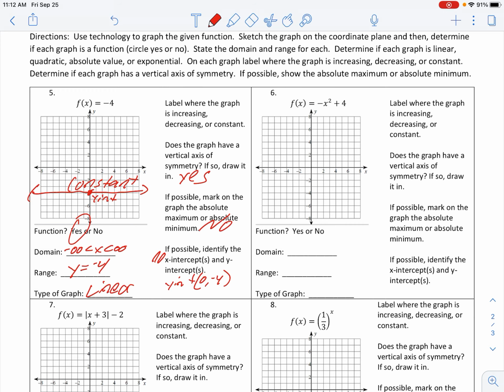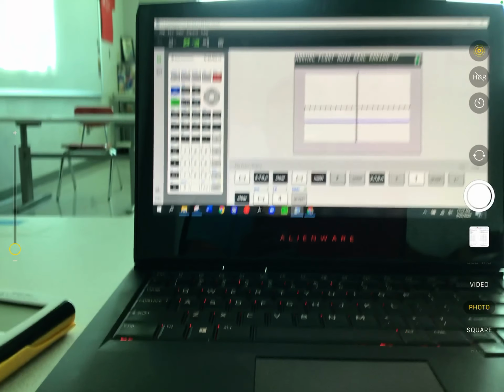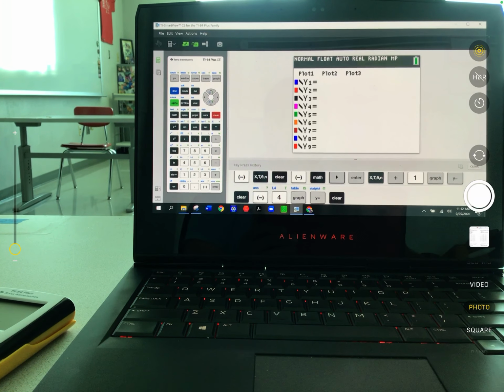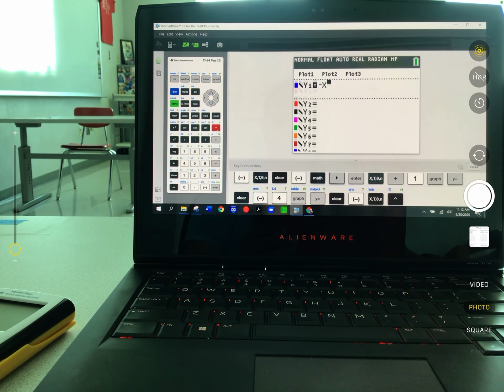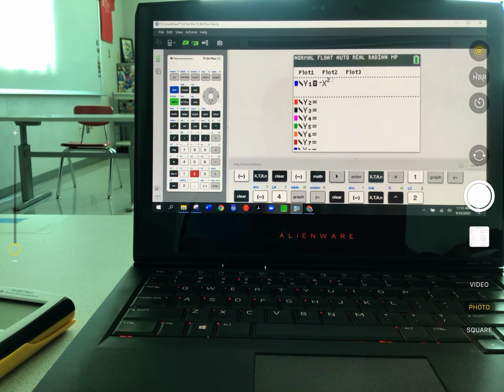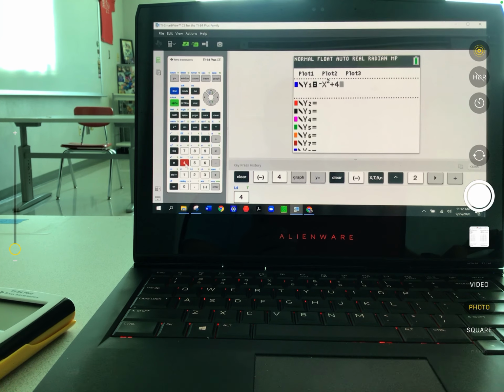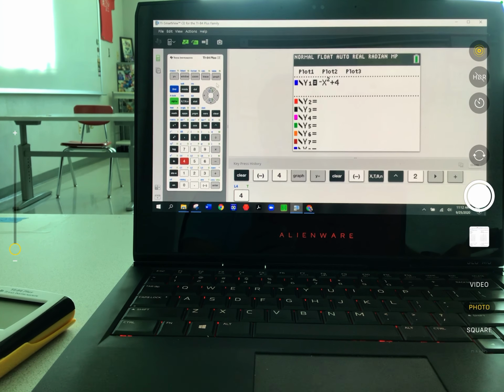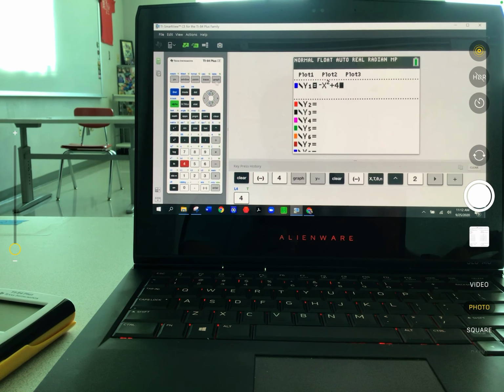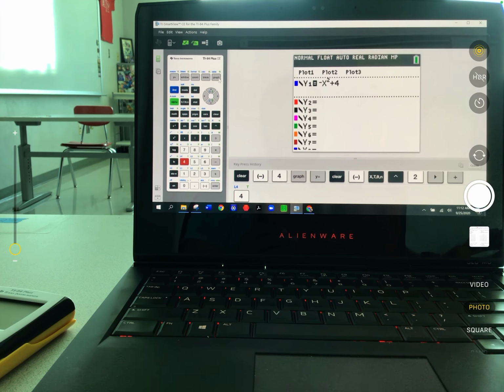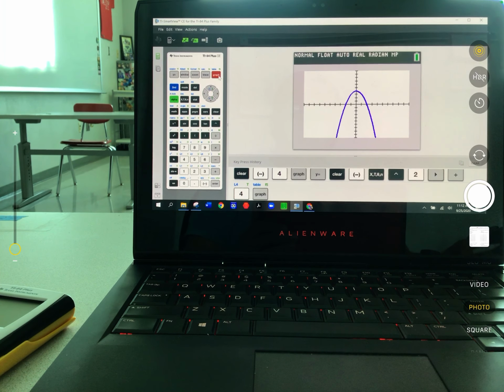Let's go graph number 6. -x² + 4. Okay, because it's x², I should expect a U-shaped graph. This is quadratic. Because there's a negative out front, I should be expecting it to open down to create a maximum. U-shaped with a maximum. Boom, there we go.